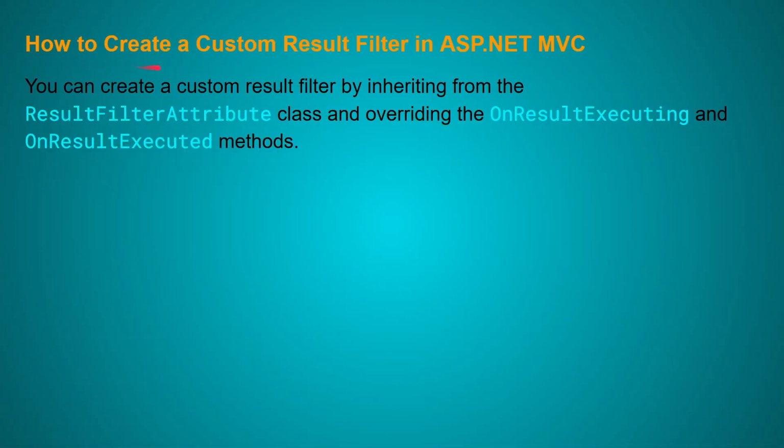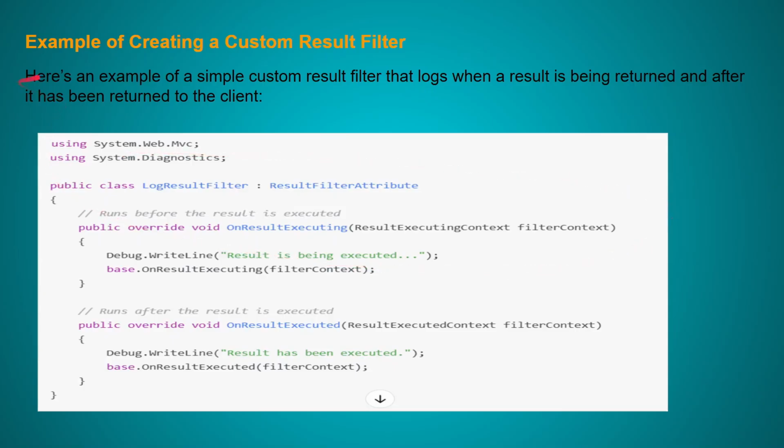How to create a custom result filter in ASP.NET MVC. You can create a custom result filter by inheriting from the ResultFilterAttribute class and overriding the OnResultExecuting and OnResultExecuted methods. Here is an example of a simple custom result filter that logs when a result is being returned and after it has been returned to the client.